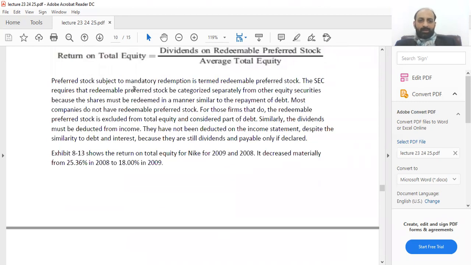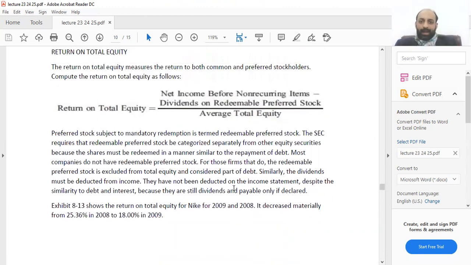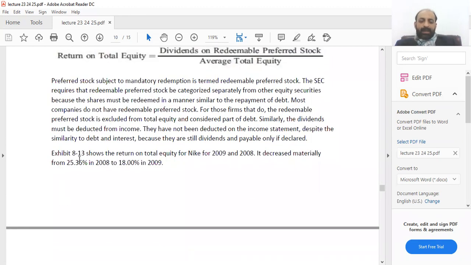Preferred stock subject to mandatory redemption is termed redeemable preferred stock. This we all did while we were doing the balance sheet. The SEC requires that redeemable preferred stock be categorized separately from other equity securities because the shares must be redeemed in a manner similar to the repayment of debt. That is why we always subtract dividends on redeemable preferred stock from the net income before non-recurring items. Exhibit 8-13 shows the return on total equity for Nike for 2009 and 2008.